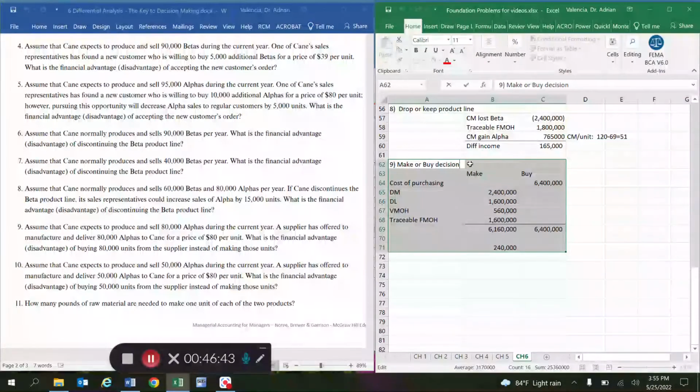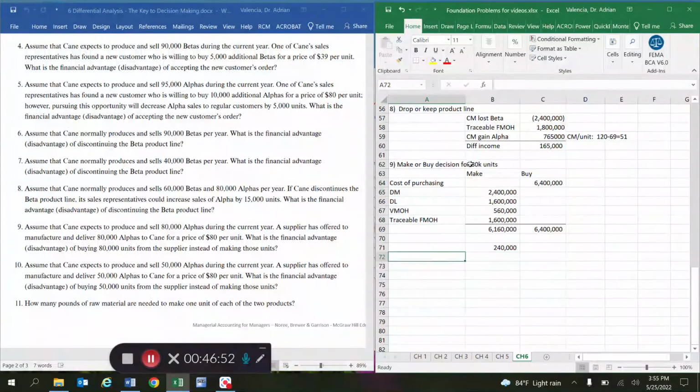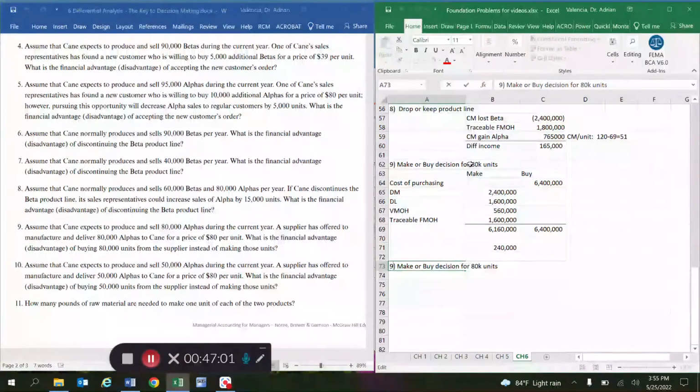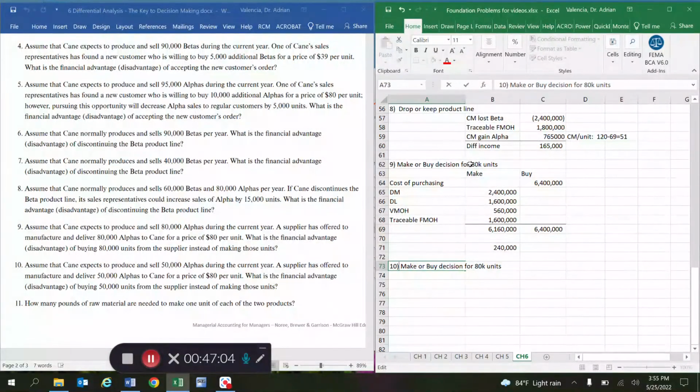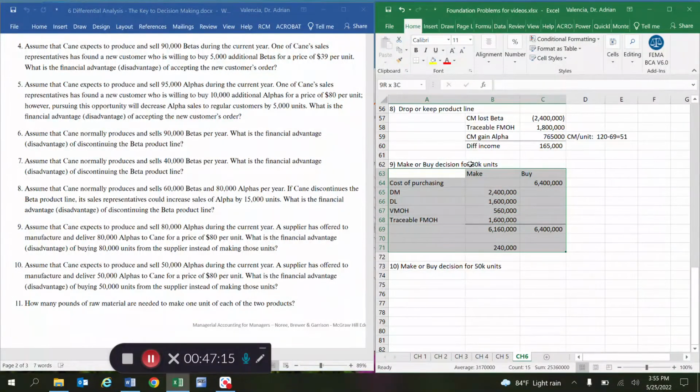So let's contrast this. This was for 80,000 units. And then if we come over here, we're going to do that same analysis, but for fewer units. And that might change things. So let me call this number 10. And this is a make or buy decision for 50,000 alphas, to be specific. So we're going to do the same analysis here. We're going to compare the costs and see what's more favorable.